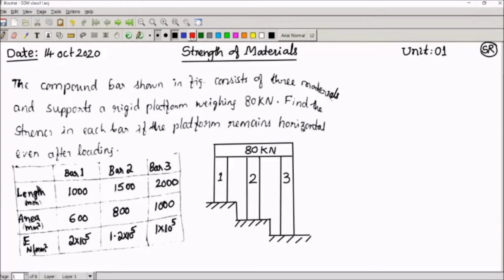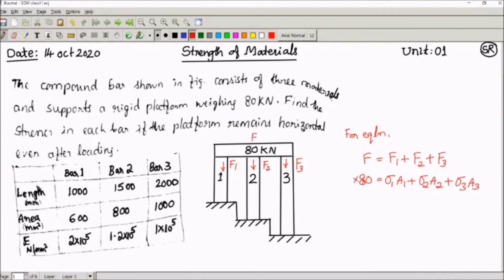Like what we did in the previous case, if this 80 kilonewton is F, and the load carried by member 1 is F1, the load carried by member 2 is F2, and the load carried by member 3 is F3, then F is equal to F1 plus F2 plus F3. In terms of stress, if I write it, it becomes sigma 1 into A1 plus sigma 2 into A2 plus sigma 3 into A3. The left-hand side is 80 kilonewton, 80 into 10 power 3.